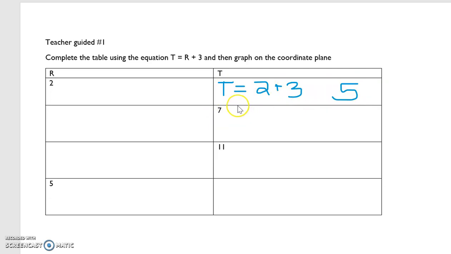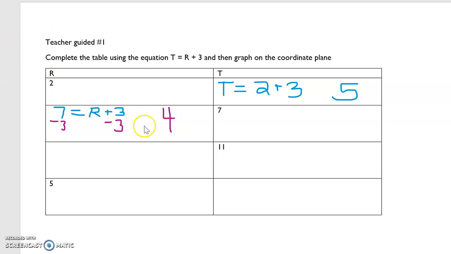In the second box, we know t equals 7. I'll replace t here. And this time, we have to solve and figure out what r is. For this, you might be able to identify that r is 4, because 4 plus 3 would give you 7. When we deal with larger numbers, remember, when we solve an equation, we use our inverse operation. So here, if I did minus 3 on both sides, I get that r again is 4.